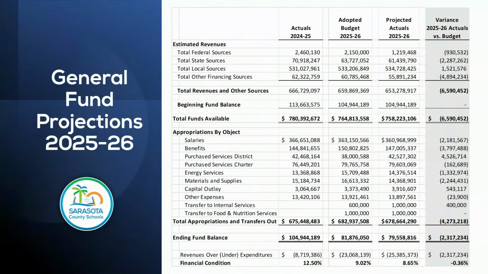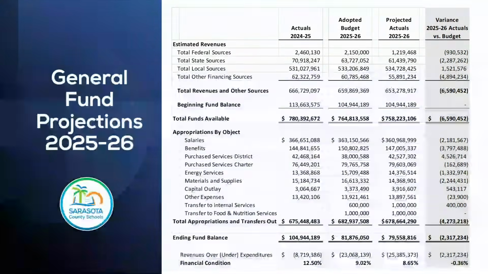We appropriated $682,900,000 in appropriations, and we came in about $4.2 million under that. So we did very well in terms of living within our means and what we said that we would do in terms of our adopted budget.